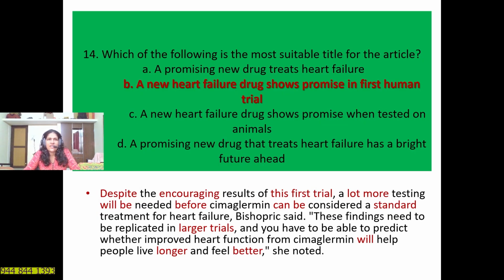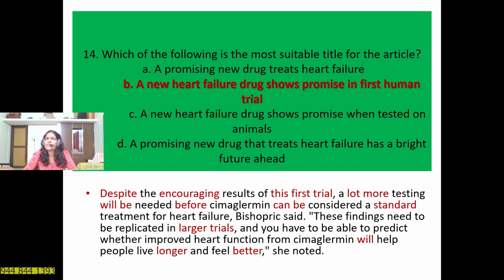Question number 14. Which of the following is the most suitable title for the article? After reading this text, you need to tell me what is the best title. Despite the encouraging results of this first trial, a lot more testing will be needed before semaglutide can be considered a standard treatment for heart failure. Understood? So, these findings need to be replicated. So, the option is C.